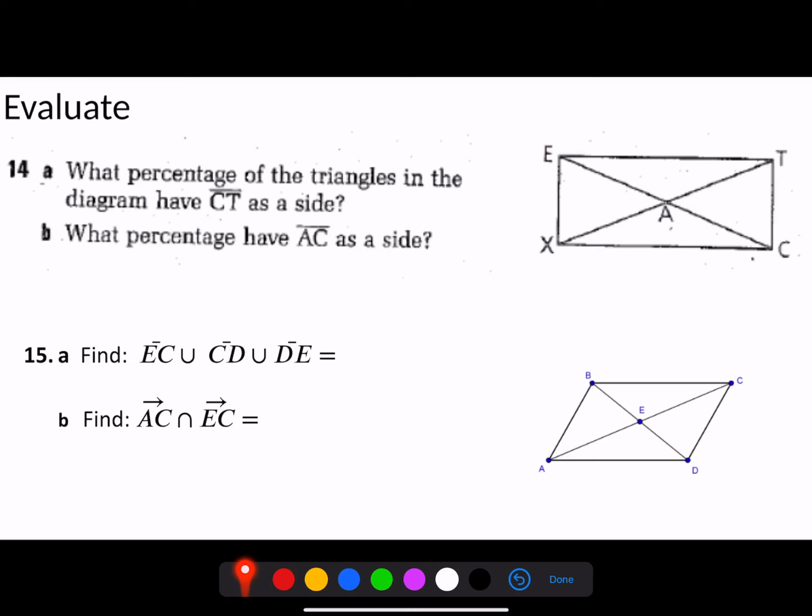All right, go ahead and pause the video once again. I believe we're getting close to the end here. And try this problem out.